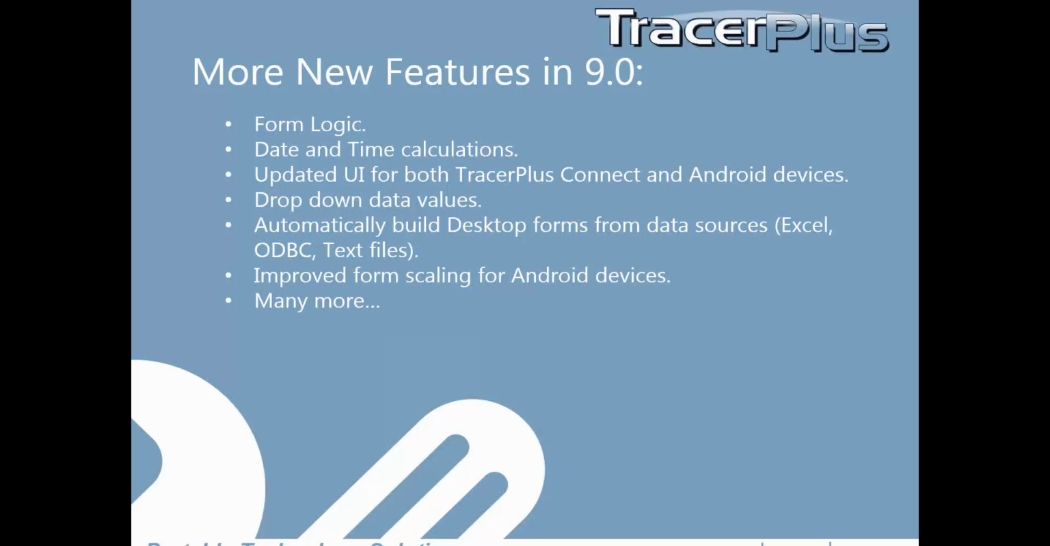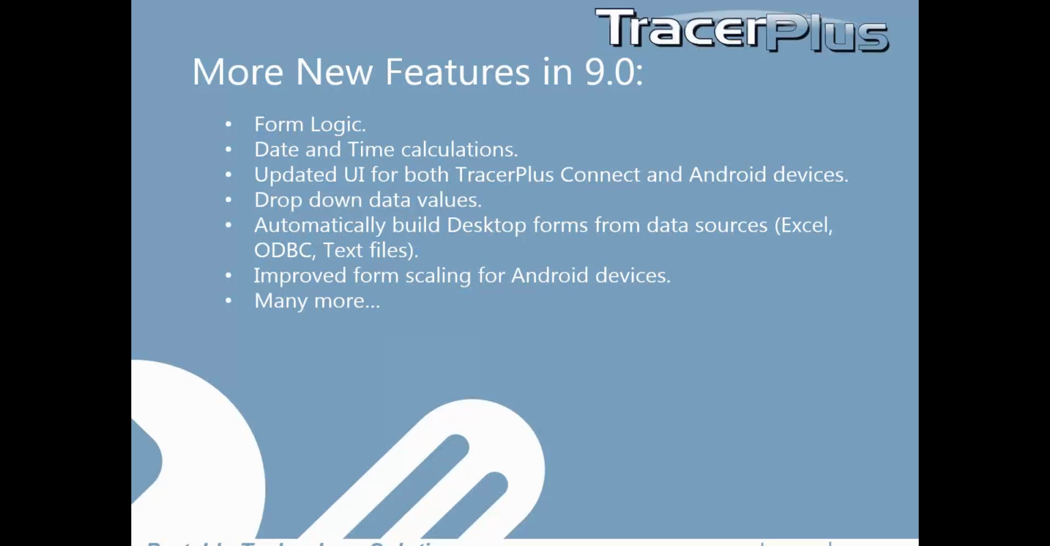Another cool feature that we added is automatically building desktop forms from back-end data sources. This includes Microsoft Excel, ODBC data sources, as well as text files. So if you already had something available, like a Microsoft Excel spreadsheet that had maybe a row for headers for all of the fields, and you wanted to quickly develop a mobile application based on that row in your Excel file, you could go ahead and just use the file import option in our field settings to pull that row in as all of your fields in your TracerPlus Desktop project.